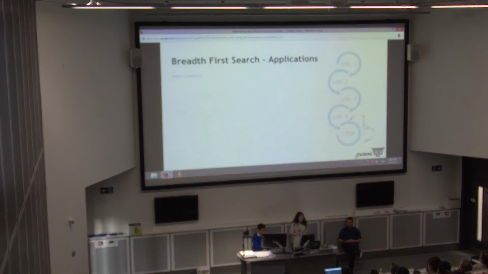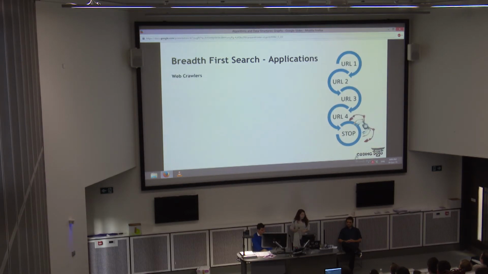Another application is web crawlers. So what is a web crawler? A web crawler is an internet bot that systematically browses the web. It goes from page to page, and it's mostly used for indexing. The most well-known crawler is called the Googlebot. Google uses this method for its search optimization. It goes from URL to URL and indexes each page so that when you search for something on Google, it will be a lot faster to find what you're looking for.